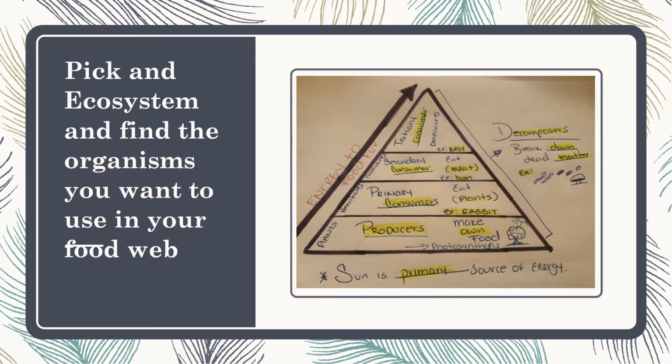I want you to use this energy pyramid to think about the type of producers, consumers, and decomposers that you're going to be using for your project. You will need to choose an ecosystem and find, from that ecosystem, producers and consumers that can live in that ecosystem.